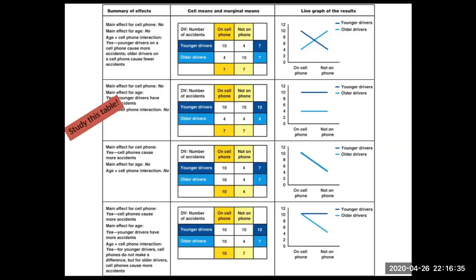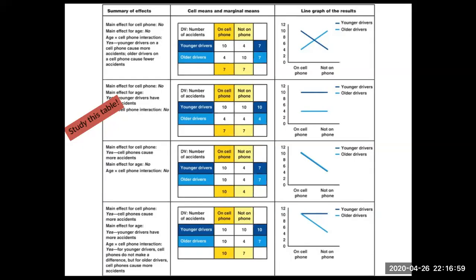And how would we describe this? Well, you can just read it from the left and say younger drivers on a cell phone cause more accidents, as you can see, and older drivers not on a cell phone actually cause more accidents. Or you could say older drivers on a cell phone cause fewer accidents in this case. All right, let's go to the next one.